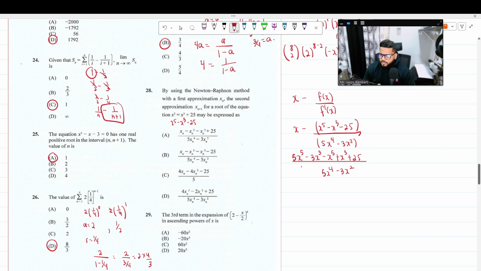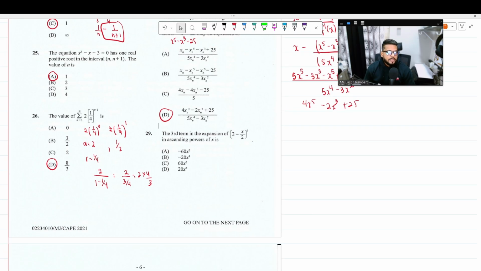Alright, let me fix up the top. 5x to the 5, take away x to the 5 is 4x to the power 5. Alright, I see now 4x to the power 5 here. Minus x cubed plus x cubed is minus 2x cubed. Good. Plus 25 remains as plus 25, and the denominator is the same. The answer is D.